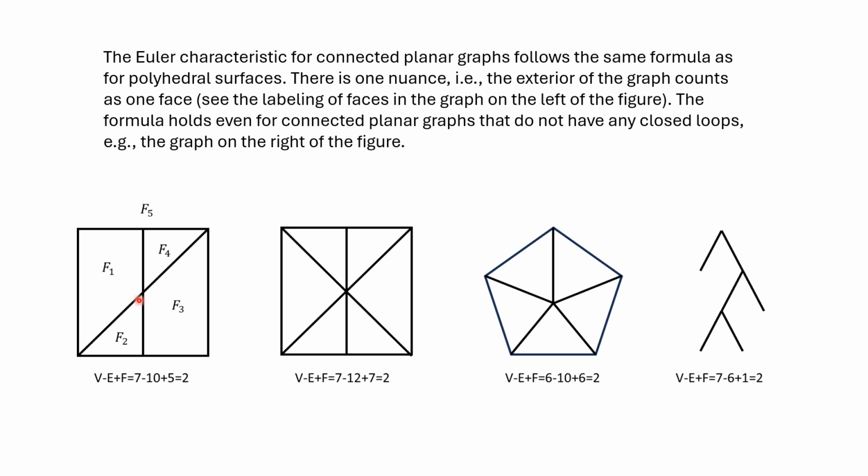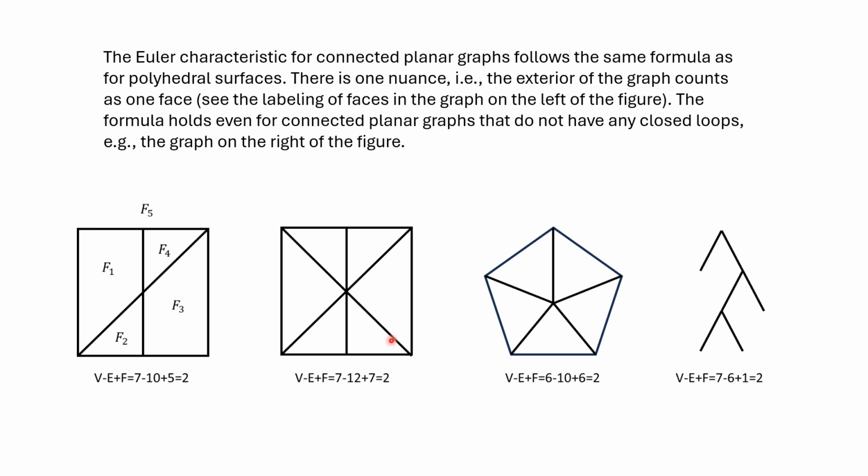We have this shape here, which obviously is connected. The number of vertices are 1, 2, 3, 4, 5, 6, 7. 7 vertices. The edges are a little bit trickier. We have 1, 2, 3, 4, 5, 6. Then another 4 from these lines in here. So that's 10. And then we get 4 faces inside and 1 exterior. We get 7 minus 10 plus 5 equals 2.